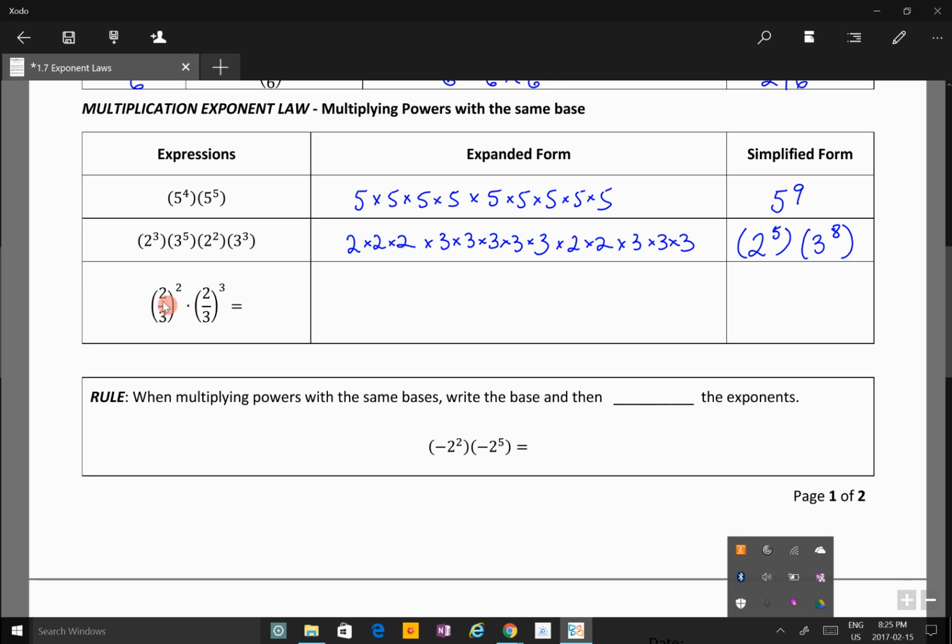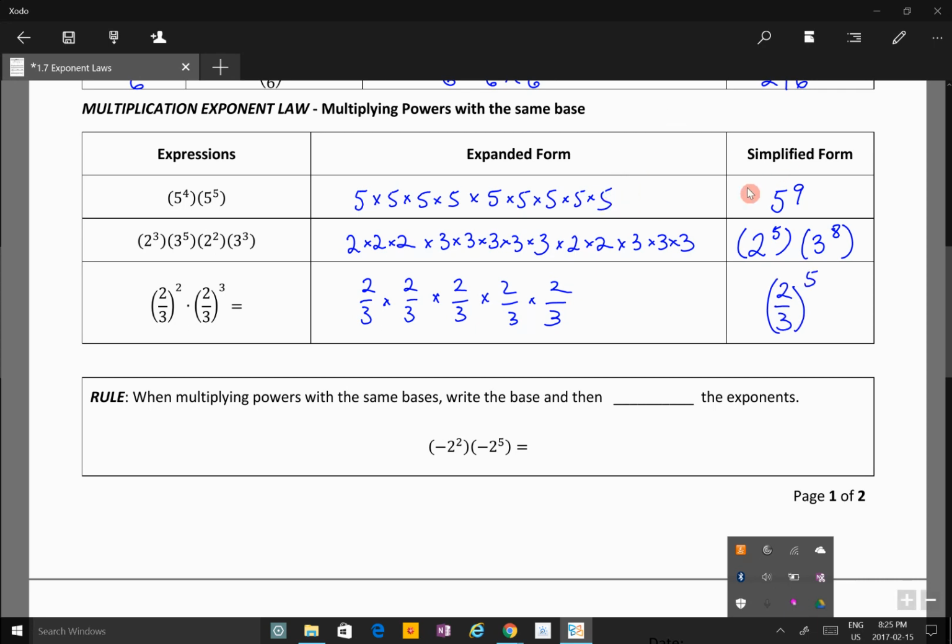Okay, and then 2 over 3 squared times 2 over 3 cubed. So here I have 2 over 3 times 2 over 3. That's the first term. Then I have to do 3 more. So 1 and 2 and 3. Okay, so if I multiply all of these fractions together, I could get an evaluated answer, but I want to just simplify this down to a single power. So I'm going to go from 2 powers down to a single power over here. So how many fractions of these do I have? I have 5 of them. So I'm going to just write this as 2 over 3 to the power of 5.